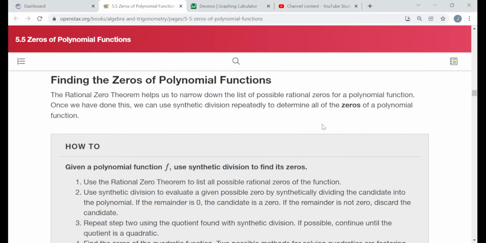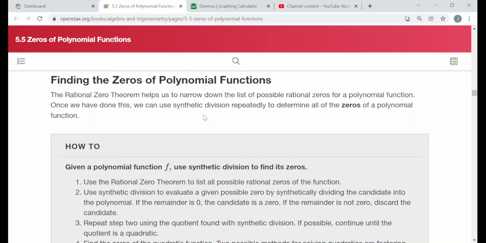Hello everyone. The title of this video is Finding the Zeros of Polynomial Functions. In this video I'm going to be taking examples directly from a free online textbook at openstax.org. I'm in their Algebra and Trigonometry text, section 5.5 called Zeros of Polynomial Functions, under the heading Finding the Zeros of Polynomial Functions.